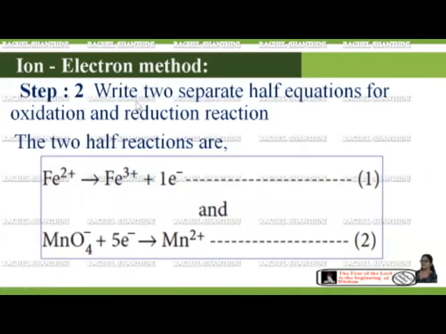In step 2, let us write the two separate half equations for the oxidation and reduction reactions. The two half reactions are Fe²⁺ gives Fe³⁺ plus 1 electron, and MnO4⁻ plus 5 electrons gives Mn²⁺. Since the Fe²⁺ ion loses 1 electron, we write 1 electron on the right hand side of the reaction, and the MnO4⁻ ion gains 5 electrons, so we write 5 electrons on the left hand side of the reaction.